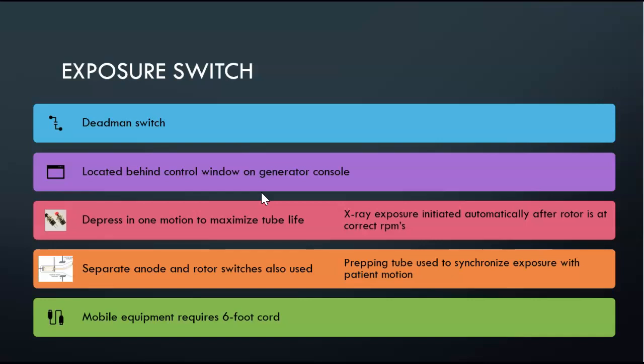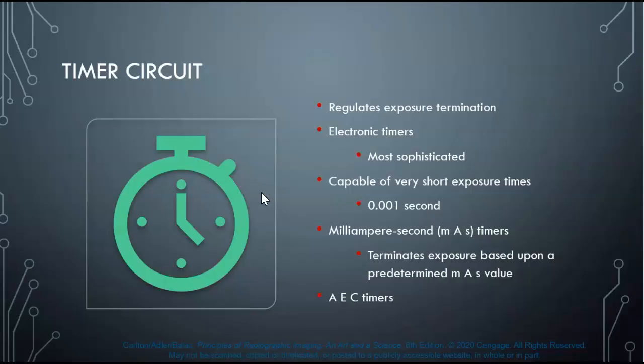The other thing that's important to know is that your mobile equipment, all of your C-arms and your portables, require a 6-foot cord. We talked about that because of the leakage radiation coming out of the lead housing. Remember what that is? It's 100 mR per hour at 1 meter. So you need to make sure that you are 6 feet away, so that exposure cord will be 6 feet.